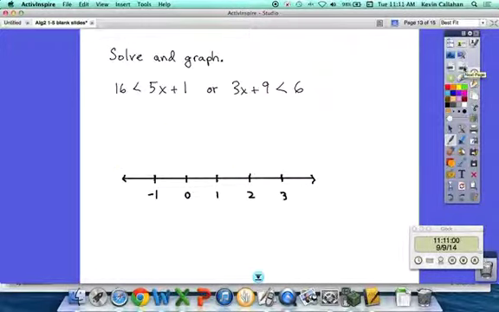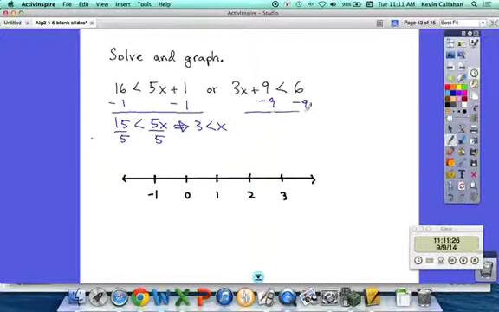Okay, and then here's an or. Solve them both. Subtract 1, subtract 1. 15 is less than 5x. Divide 5, divide 5. 3 is less than x. Right? Subtract 9. 3x is less than negative 3.